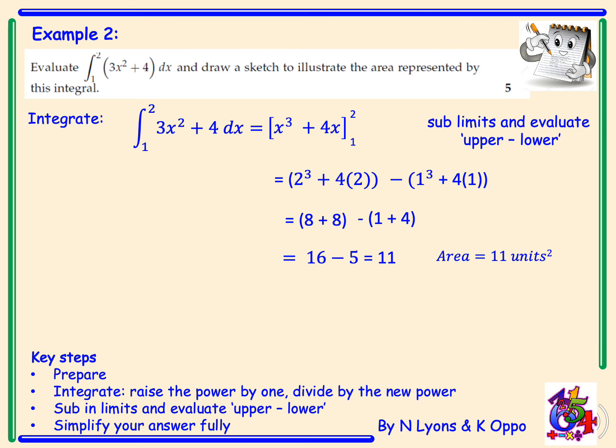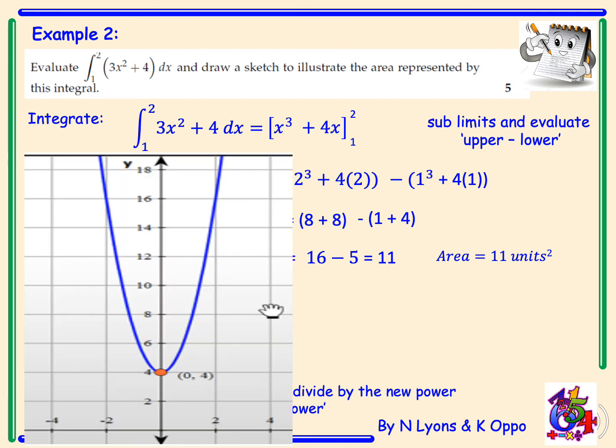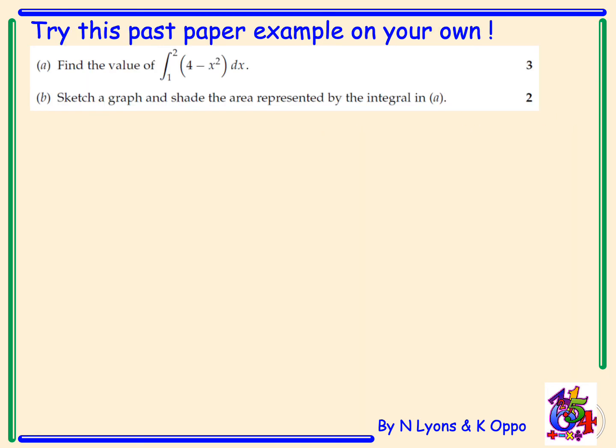And drawing this integral, we'll have 3x squared as a parabola. Plus 4 has moved it up 4 places. And between 1 and 2 is between the x coordinates of 1 and 2, which you can see now from the diagram. Now try this example on your own. Please pause the video.